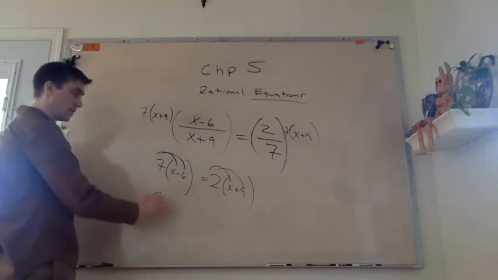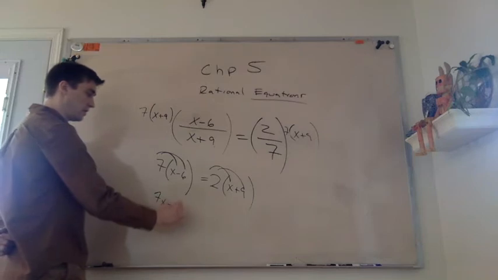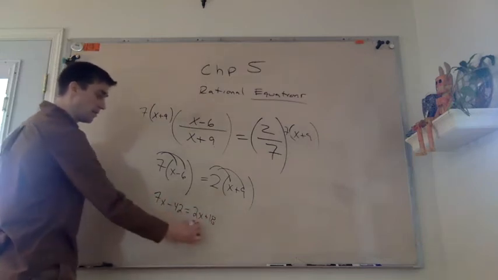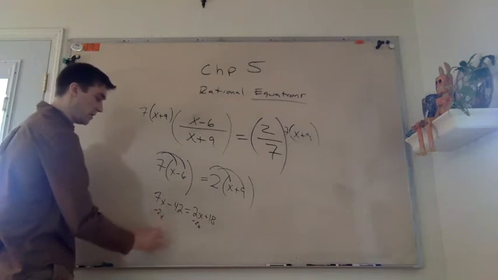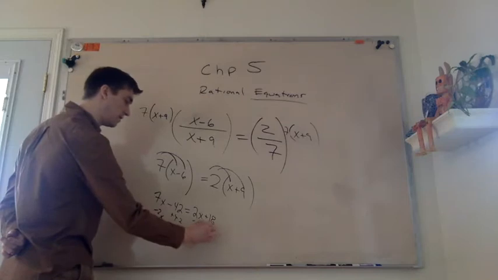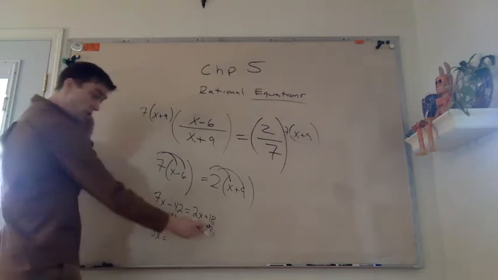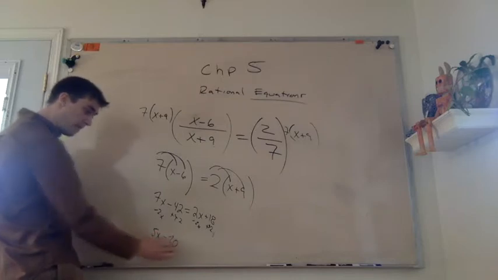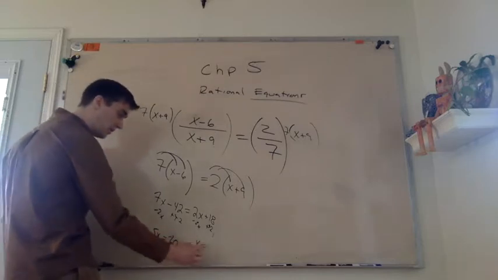Let's follow that through. So it's 7x minus 42 equals 2x plus 18, minus 2x from both sides. You get 5x equals, add 42 to both sides, 42 plus 18 is 60. Divide by 5, and you get x equals 12.